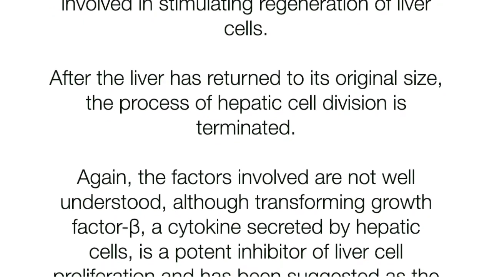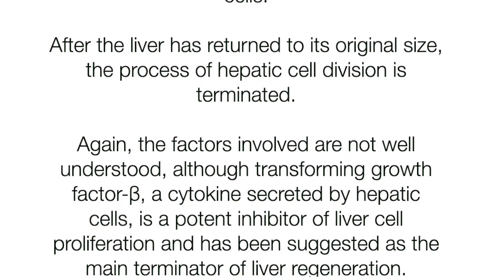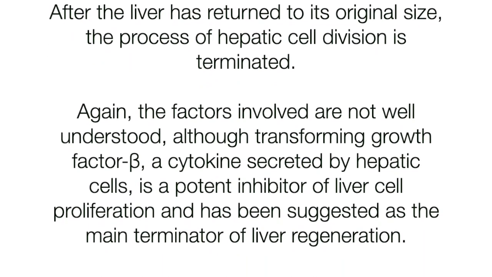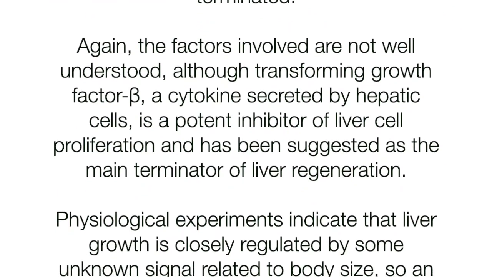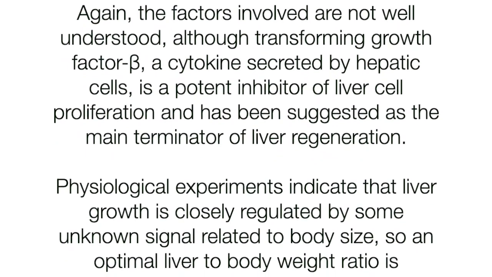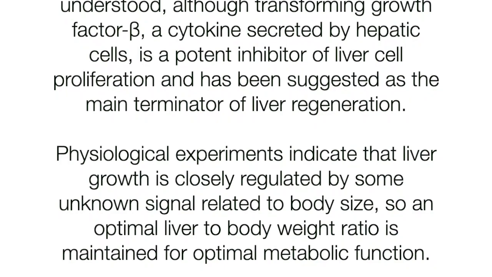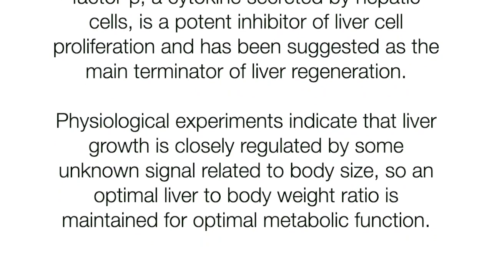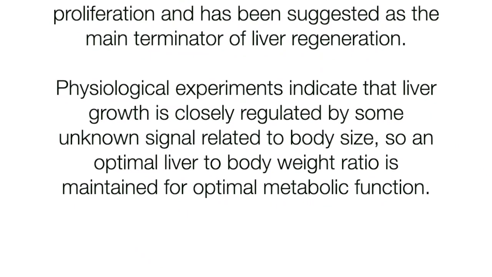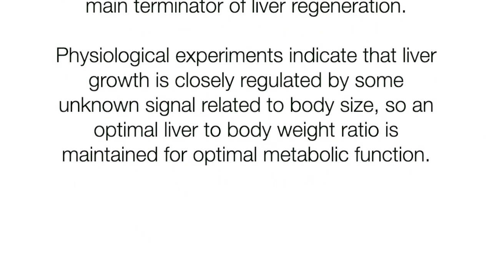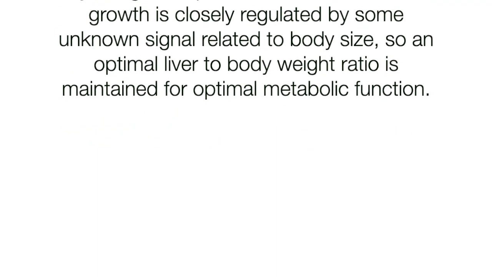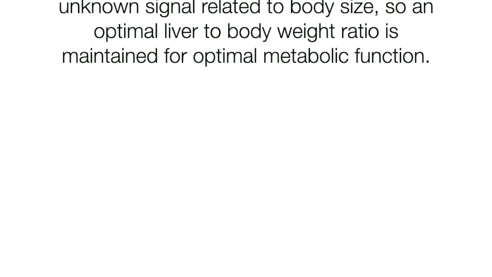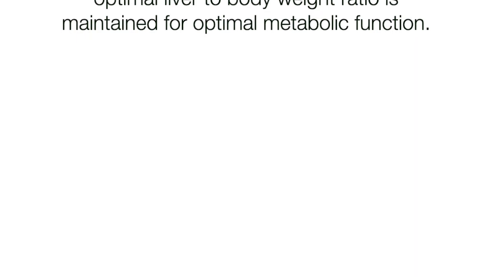After the liver has returned to its original size, the process of hepatic cell division is terminated. Again, the factors involved are not well understood, although transforming growth factor beta, a cytokine secreted by hepatic cells, is a potent inhibitor of liver cell proliferation and has been suggested as the main terminator of liver regeneration. Physiological experiments indicate that liver growth is closely regulated by some unknown signal related to body size, so an optimal liver to body weight ratio is maintained for optimal metabolic needs.